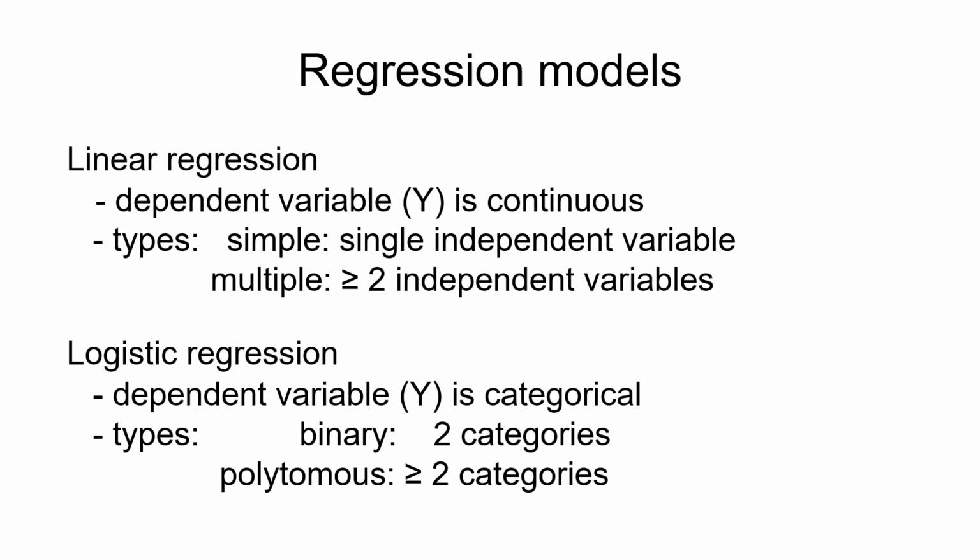The outcome or dependent variable in logistic regression is categorical and may be binary, as sick or not sick, or polytomous, as mild, moderate, and severe depression. The independent variable in logistic regression may be continuous or categorical.